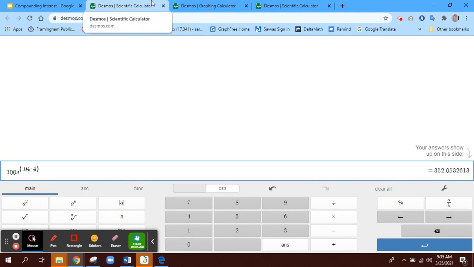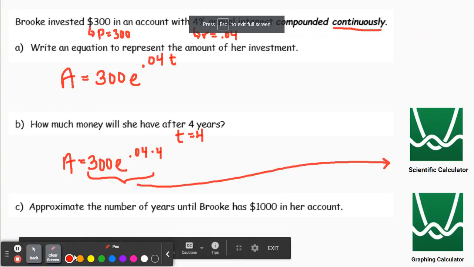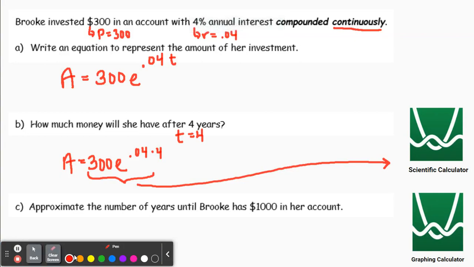352.05. So this is $352.05. That's how much Brooke will have in 4 years.